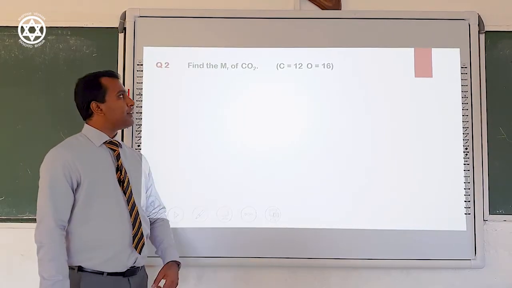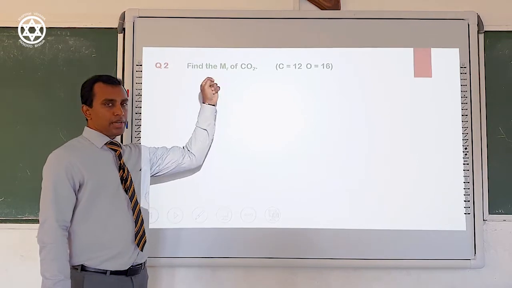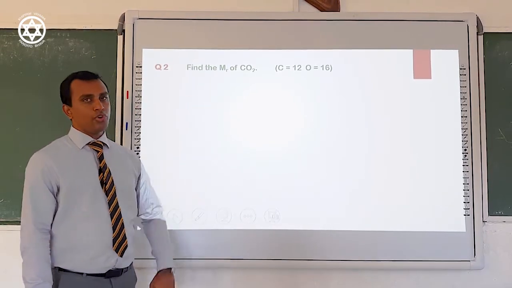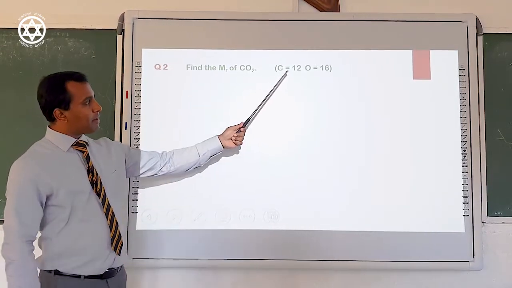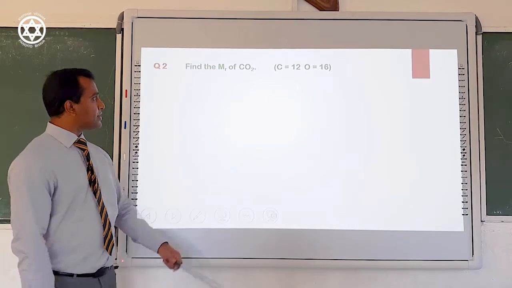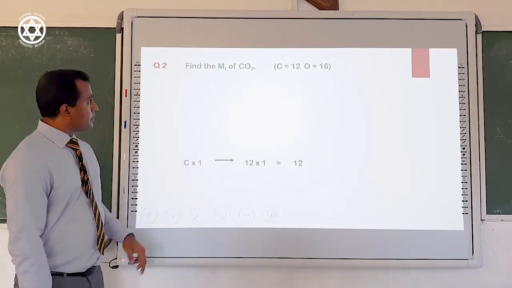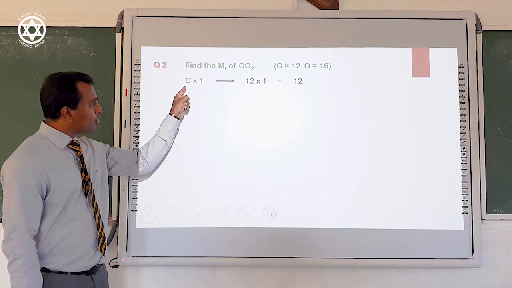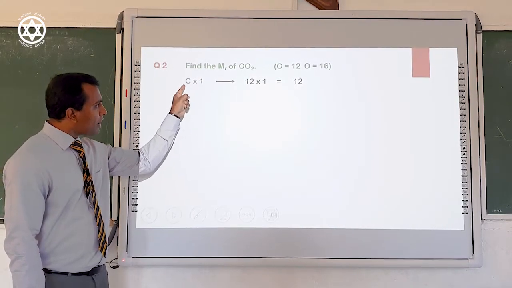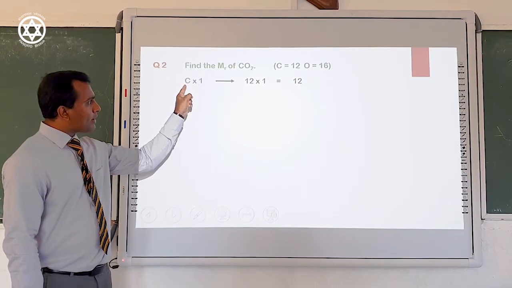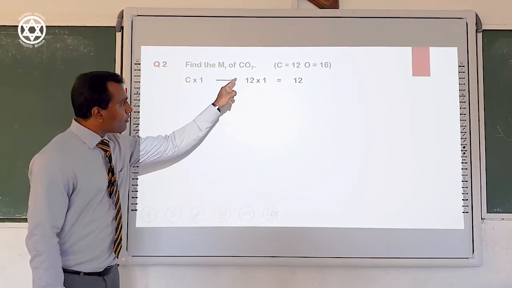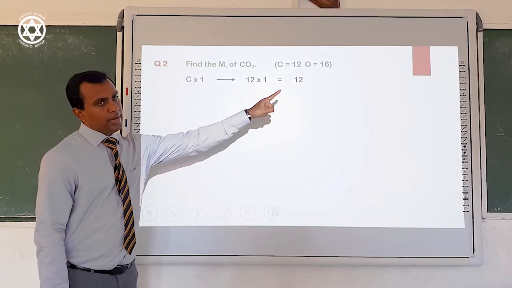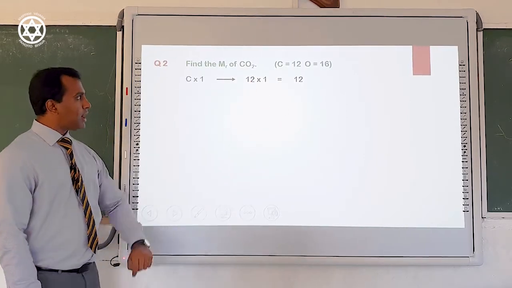Now let's see the next one. Find the relative molecular mass, Mr, of CO2. You are given the relative atomic mass of the atoms in the molecule. There is 1 carbon atom in CO2, 1 carbon. The value of 1 carbon is 12. 12 into 1 means 12, because there is 1 carbon atom.